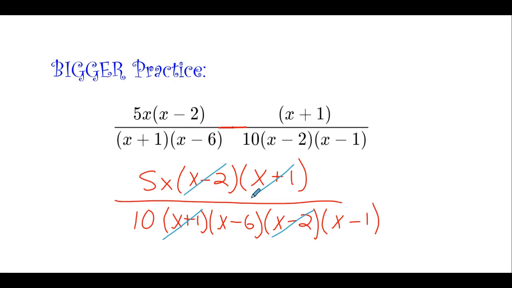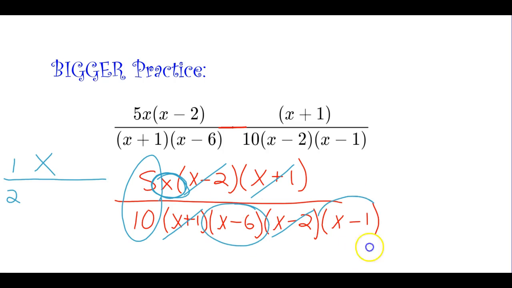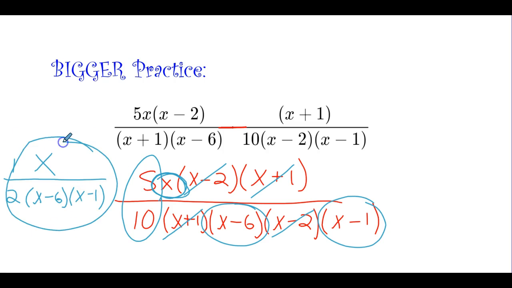That's not all for this one. 5 divided by 10, 5 over 10 would be what? 1 over 2. And then we'd need to write out the stuff that doesn't cancel. There was an x on top that didn't cancel, so 1x. And then on the bottom, we had x minus 6 times x minus 1. You don't even have to multiply that out. Just leave it factored. So there's your answer right there. That's all the stuff that didn't cancel.